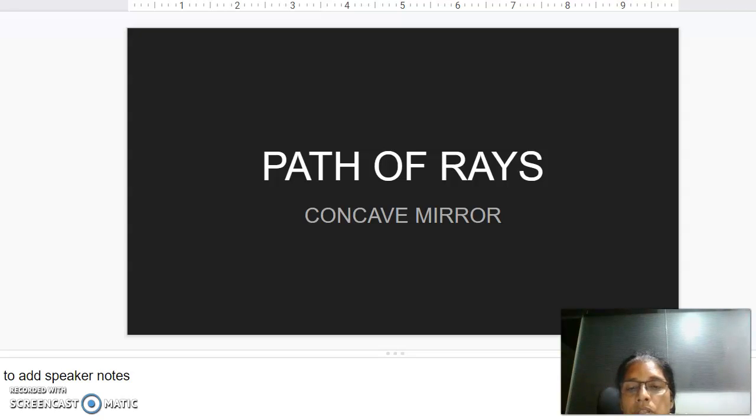Today we are going to see how to draw a ray diagram. Before we draw the ray diagram, we have to know the path of rays when they hit a concave mirror and later on a convex mirror.